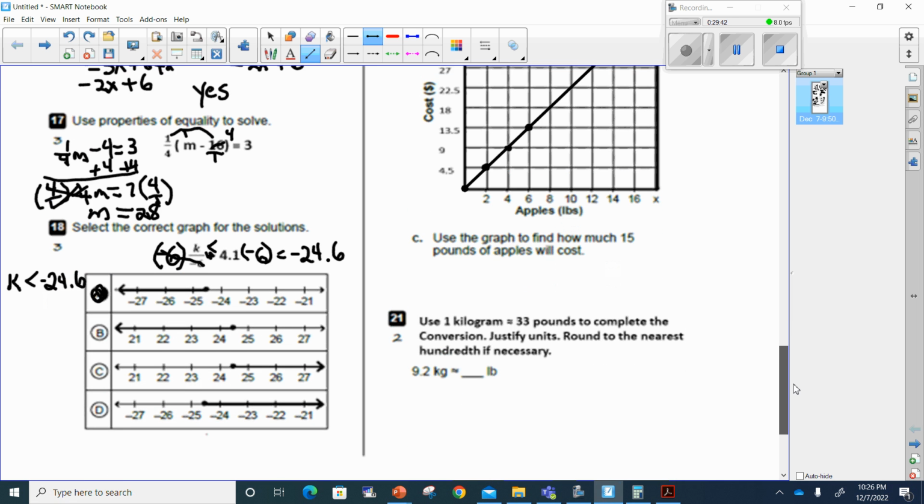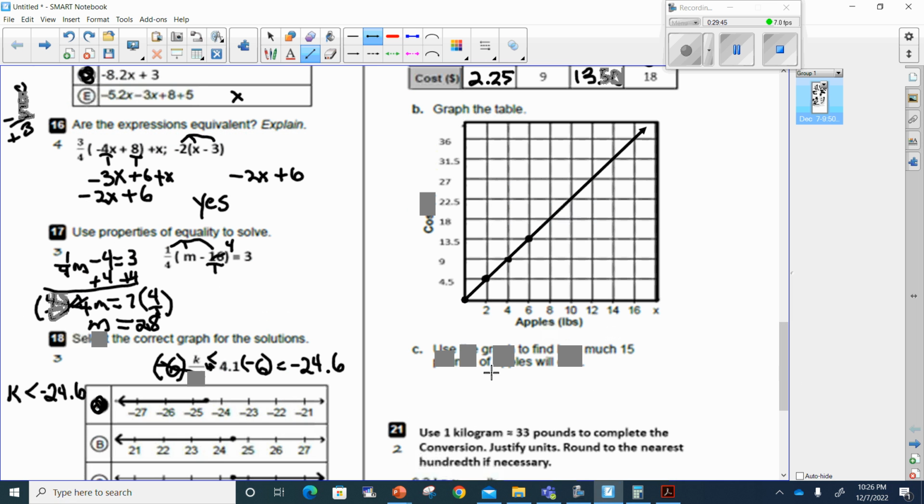And now it says use the graph to find how much it would be for 15 pounds. Well, 15 pounds is going to be sitting about right here. So that means it's going to be about right here, right in between these two. Ooh. Well, right in between 36 and 31.5. There is a way I can find the answer much easier though.